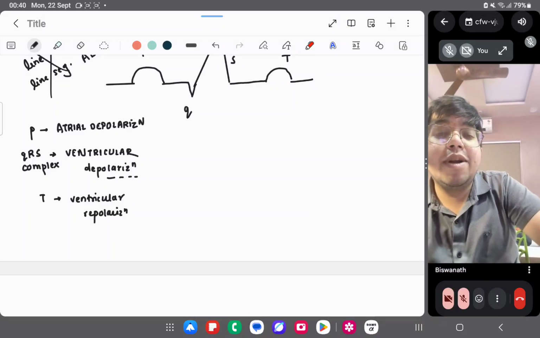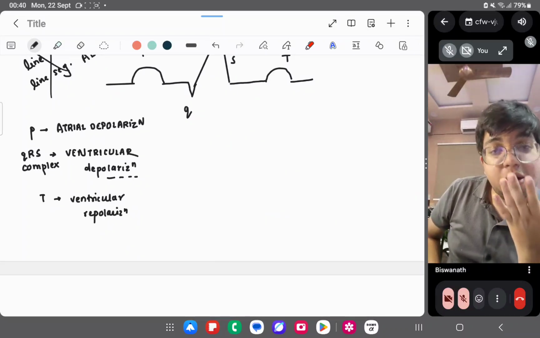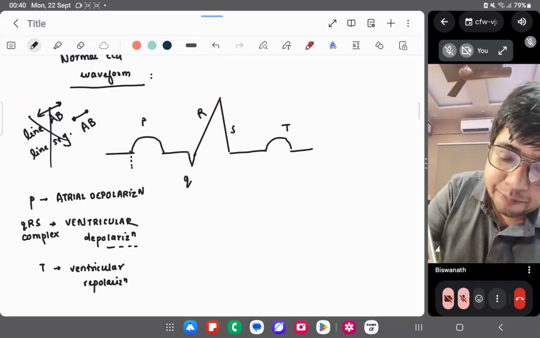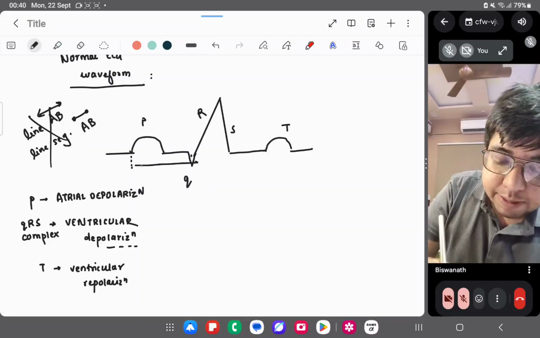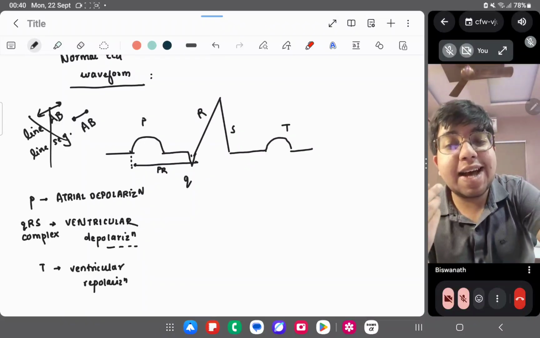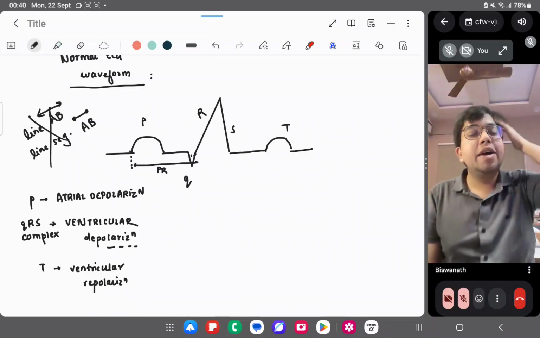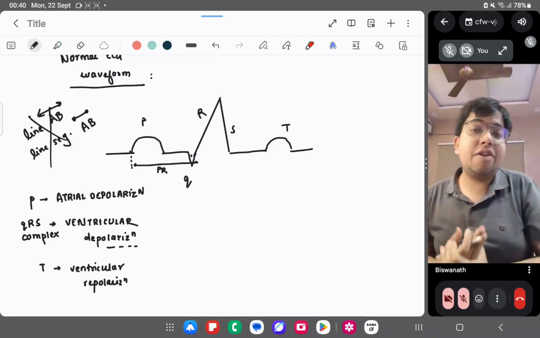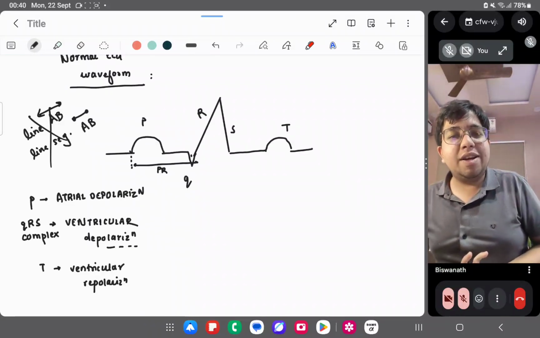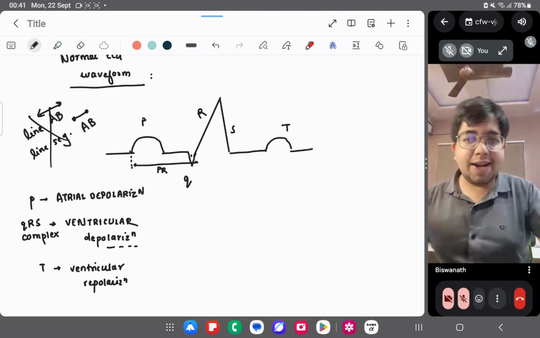Now let's talk about intervals. Intervals, I told you, is a definite time interval. So I am telling PR segment: from the start of P to the R wave is basically the PR segment. PR segment is a baseline, that is the isoelectric line. In the PR segment, the impulse is traveling from your atria to ventricles. That is an isoelectric point, meaning there is no deflection, because current is only traveling. Nothing is depolarized or repolarized. So it is just isoelectric, a baseline.